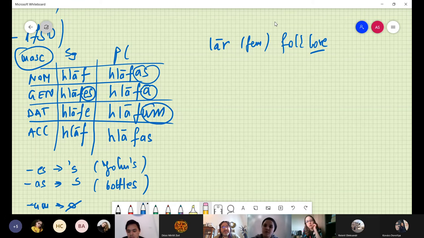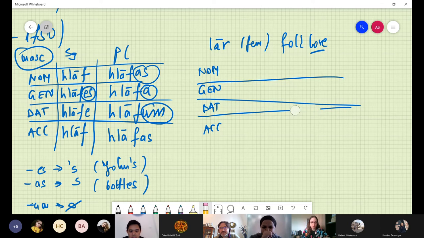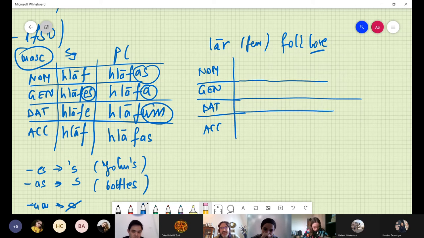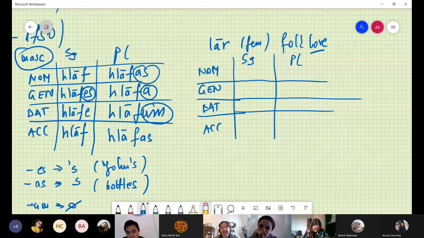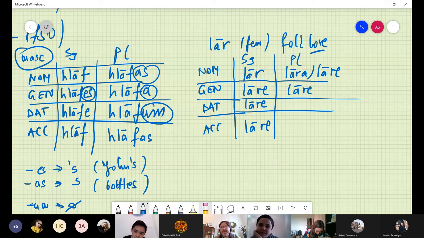Now, let us look at the word lar. Let us have the nominative, the genitive, the dative, the accusative. And as you know, this noun will also have a singular and it will have a plural. Okay, you have lar. Genitive is lare. Dative is lare. Accusative is lare. Yes, I know, very boring. Let's go on. The plural is lara, or sometimes it's also found as lare. The genitive is lara, the dative is larum, and the accusative is lara. It is actually identical to the nominative or lare.